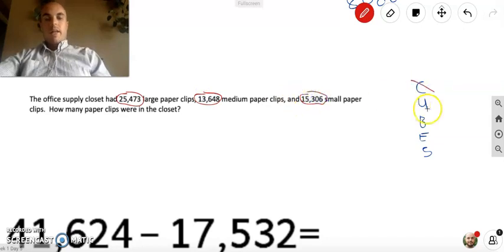Next, underline important keywords, as well as any units we need to work with. So important would be paper clips. I'm looking for all of my paper clips here.